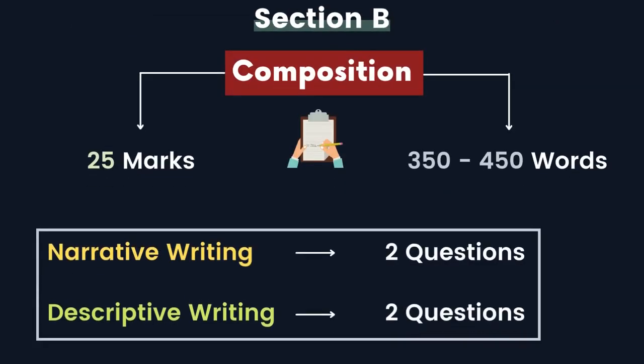With this, it is time to talk about composition. This section is of 25 marks, and the word limit is 350 to 450 words. In this section, you will be given 2 narrative and 2 descriptive writing questions. And you will have to attempt any one of them.